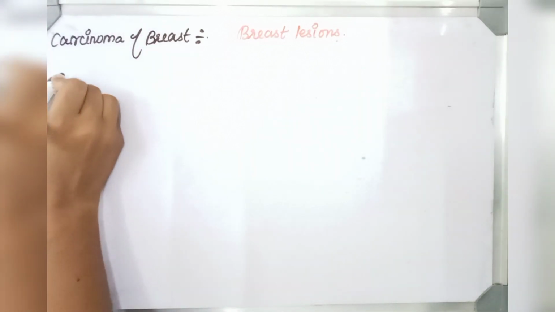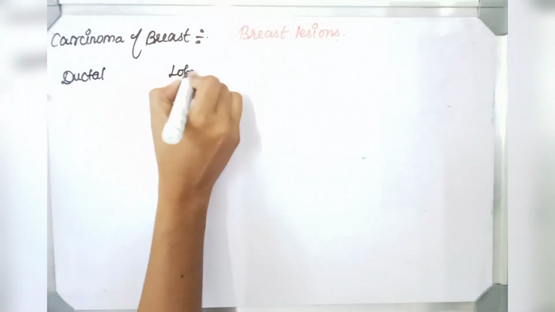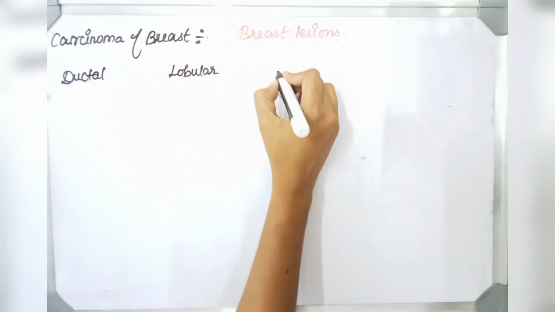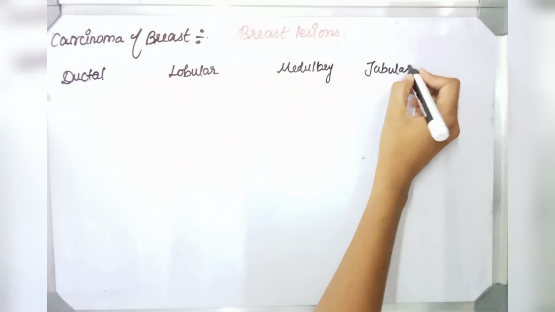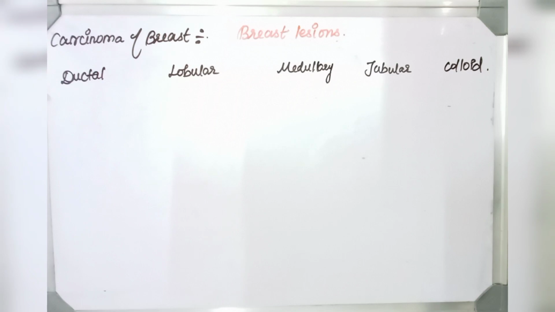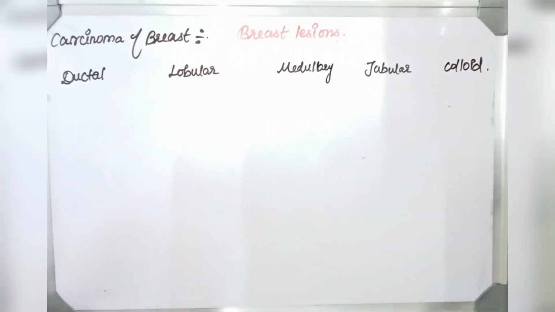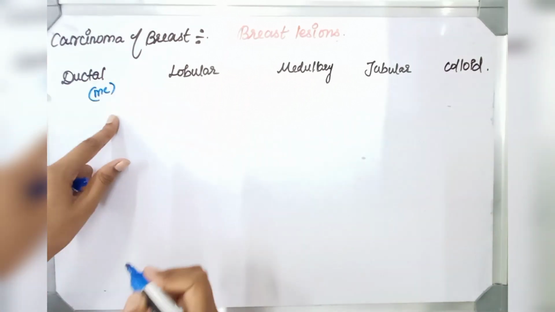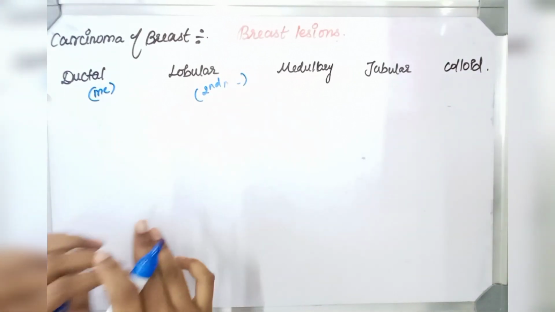So we are going to see some important points. Ductal, lobular, the third one is medullary, the fourth is tubular, and the fifth is colloid type. These are all the types of carcinoma of the breast. The most common type of carcinoma occurs in ductal. The second most common is the lobular one. This is the first point. Then what about the prognosis?